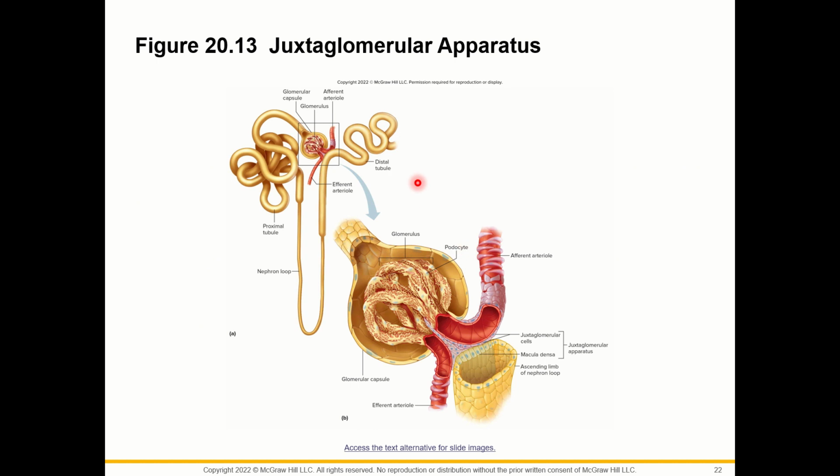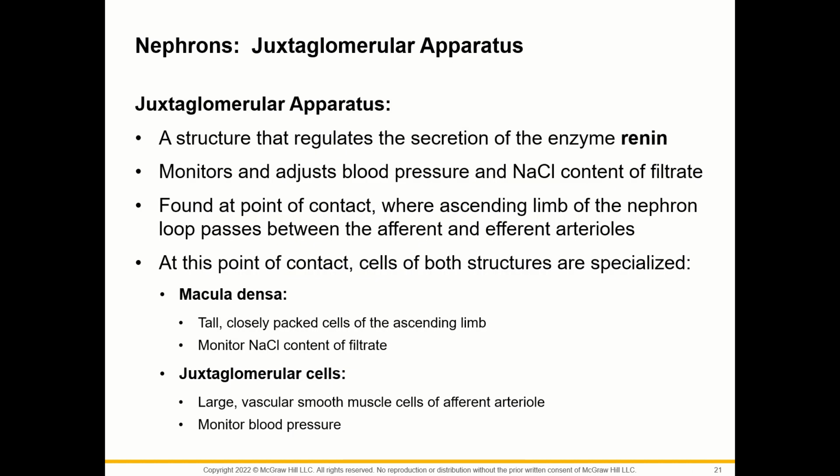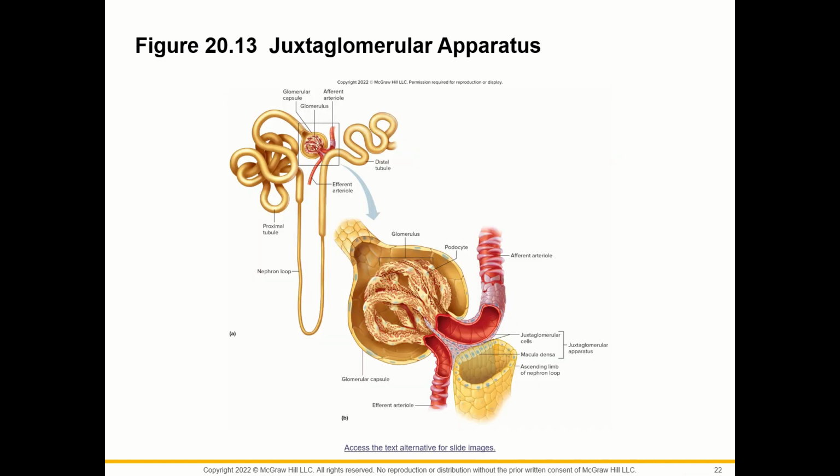This picture shows the juxtaglomerular apparatus. You can see the macula densa and the juxtaglomerular cells. And that is going to be doing sodium chloride content monitoring in the macula densa and blood pressure in the juxtaglomerular cells. And so this is important because we need to conserve sodium chloride, but we also need to make sure we excrete enough so that our blood pressure doesn't get too high.